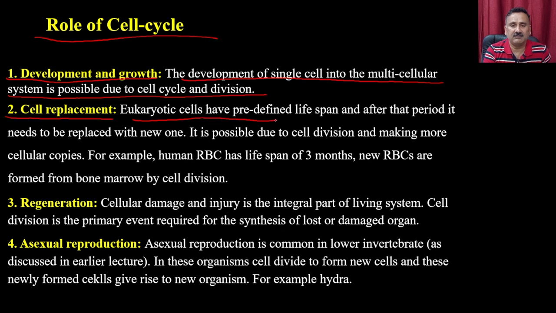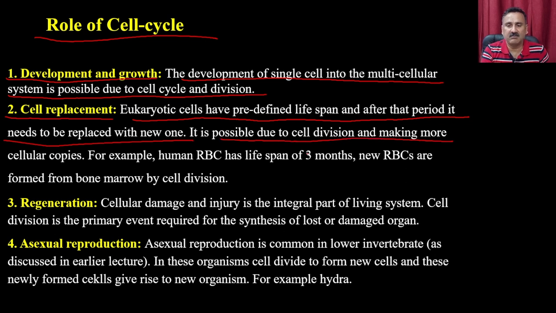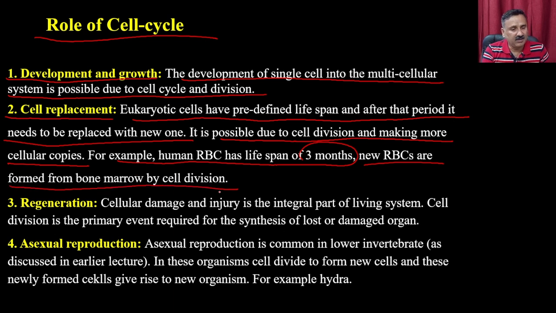Eukaryotic cells have a predefined lifespan. After that period, they need to be replaced with new ones. This is possible due to cell division and making more cells. For example, the human RBC has a lifespan of 3 months. New RBCs are formed from the bone marrow by cell division.